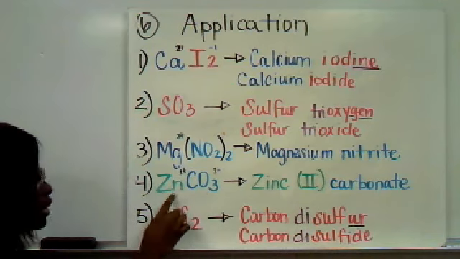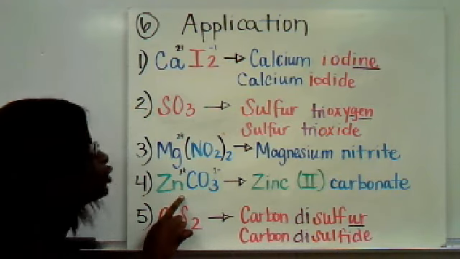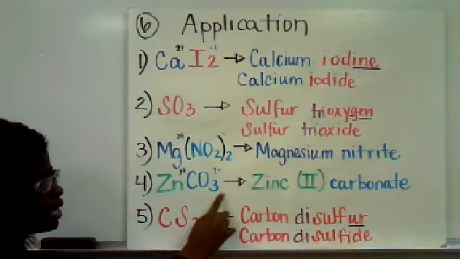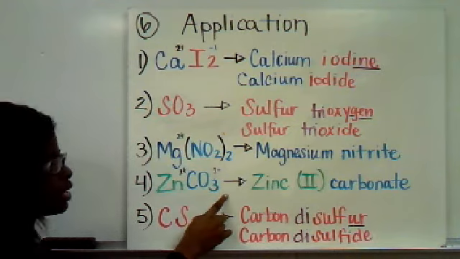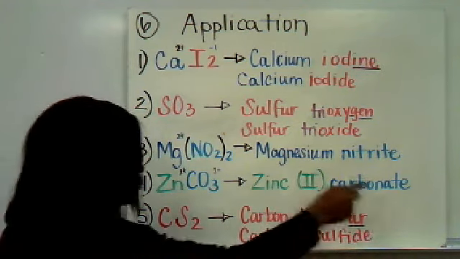Problem 4, you have zinc and you have carbonate. Zinc is a transition metal, so you need to remember it's one of your exceptions. It will always have a +2 charge. Carbonate has a -2 charge, that's why you don't see any brackets here or any additional subscripts, because the charges are already balanced. So therefore this is zinc carbonate, with Roman numeral 2.